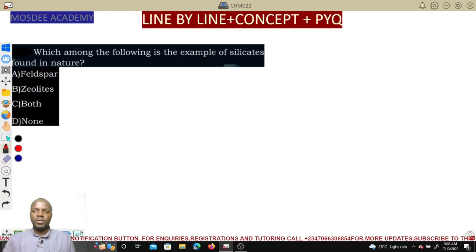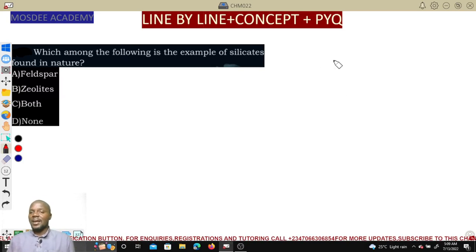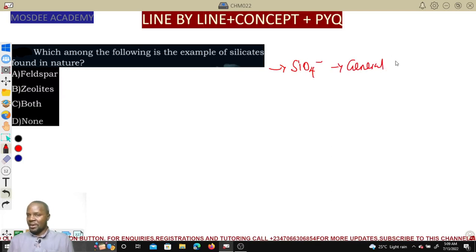The next question is: which of the following is an example of a silicate that is found in nature? Silicates are not different from silicon. We talk about silica, silicon, silicones, and now silicates. Silicones are used as polymers, most importantly. Silicates are written as SiO4 with a negative charge. This is the general formula of silicates.